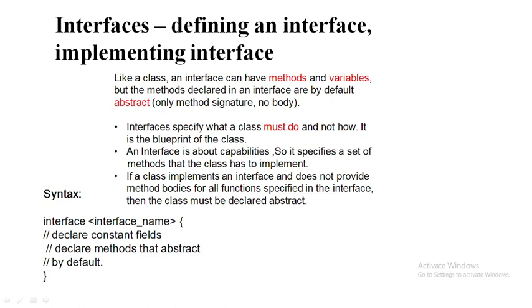Okay. And now, in the case of interfaces, what is going to happen? An interface specifies what a class must do and not how. How means how we are going to implement it, and the interface will not tell you how you have implemented it.